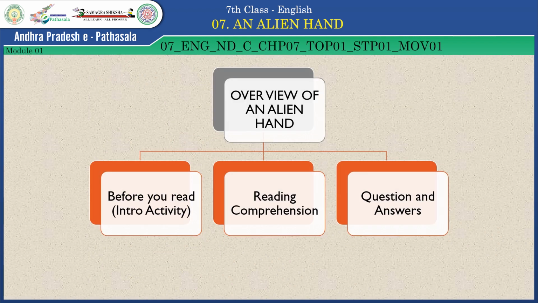In this lesson, we have three parts. First part is before you read, the second part is reading comprehension, and the final part is comprehension check and questions and answers. Before that, let's see the learning objectives of Alien Hand.